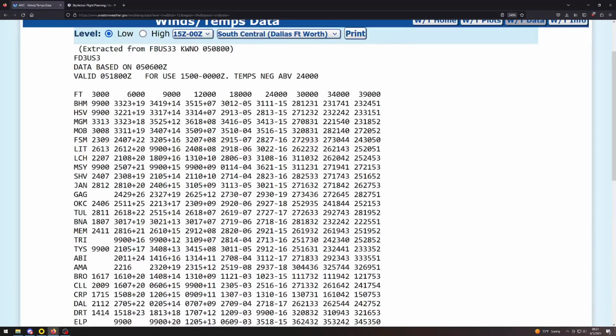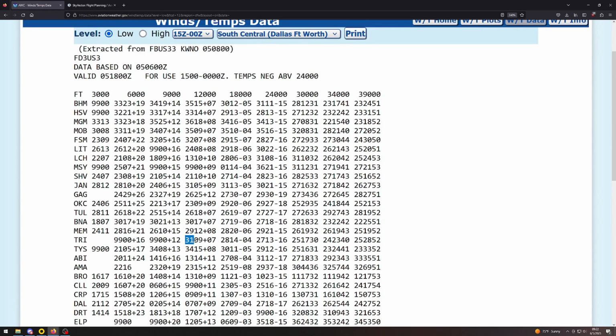Now, the next place we have a wind forecast is at 6,000 feet, and it's 9900. There's no such thing as 99 degrees, so this means the wind is calm. 9,000 feet, still wind's calm, and it will be 12 degrees Celsius. That's pretty nice. Now, 12,000 feet, now we have a little bit of wind. This is 310 at 9 knots.